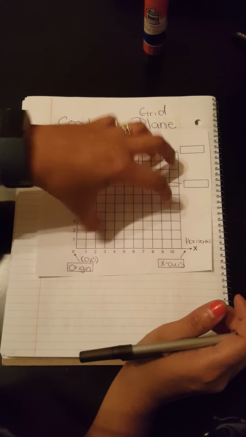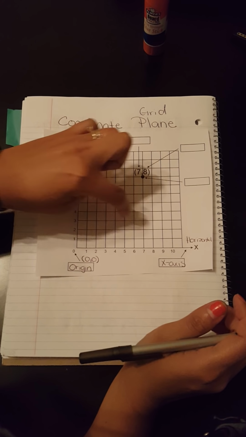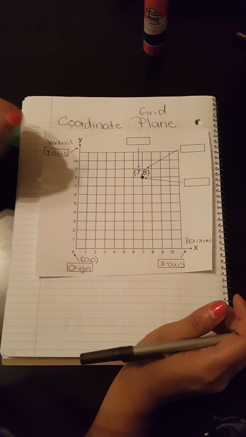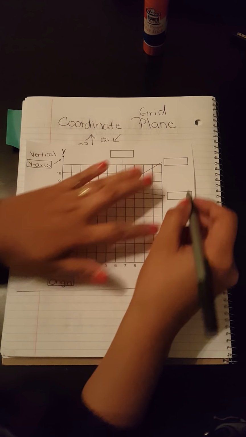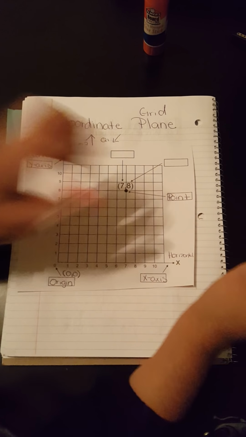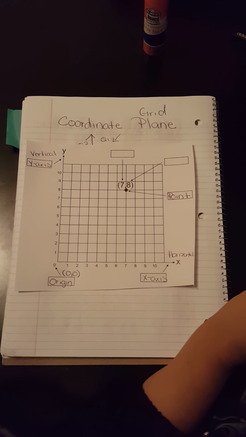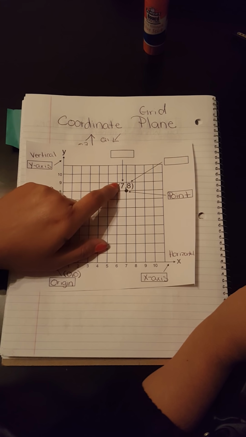In this plane, the purpose of it is to put points on it. Just put points, which are locations. This little dot there is called a point. A point on the plane. And a point is labeled with 2 numbers.